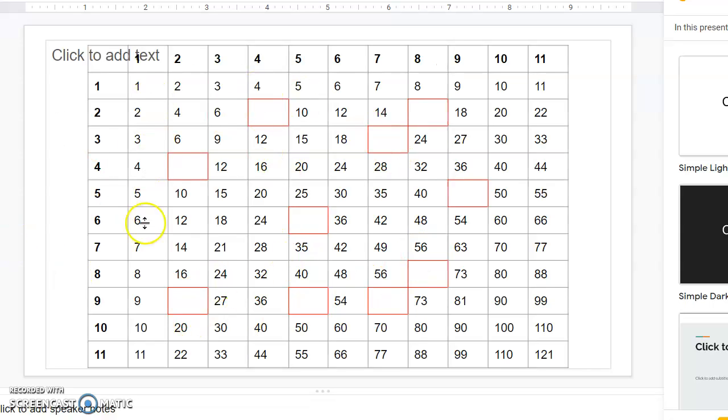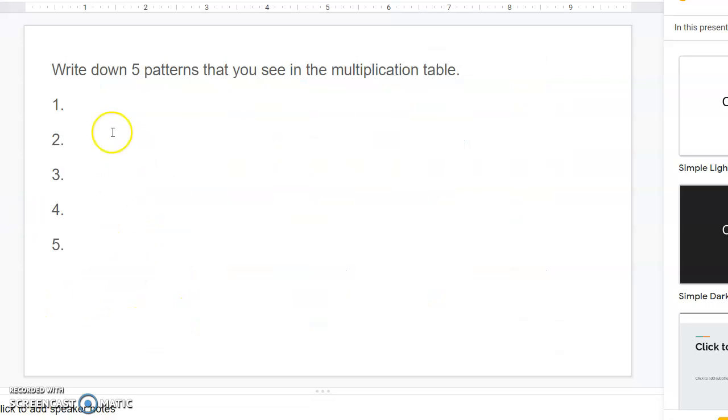So looking at this table, what do you notice that the numbers have in common? What do you notice about how it's set up? Just think about 5 different patterns and type them in on this last slide.